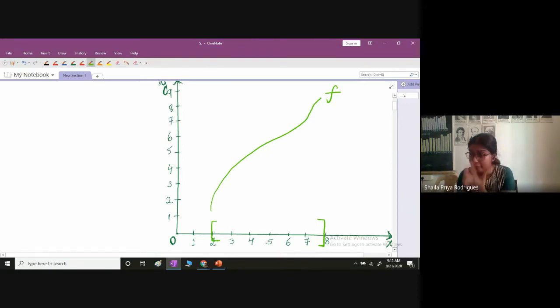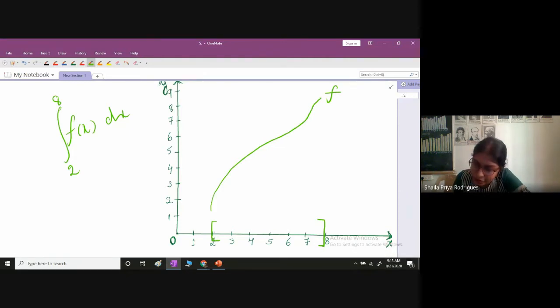I'm considering a continuous function defined on the closed interval 2, 8. And now, I want to find the definite integral of f of x with respect to x from 2 to 8. I want to integrate this function from 2 to 8 with respect to x. First of all, what does this mean? What is the geometrical interpretation of integration? What does it give you? It gives you area under the function.